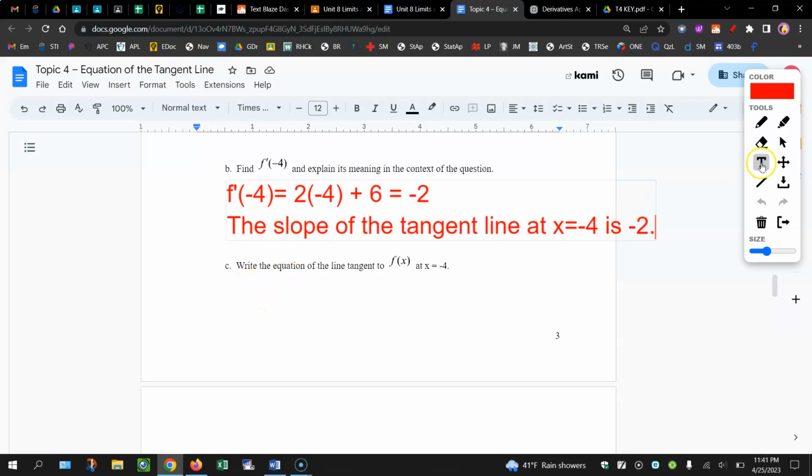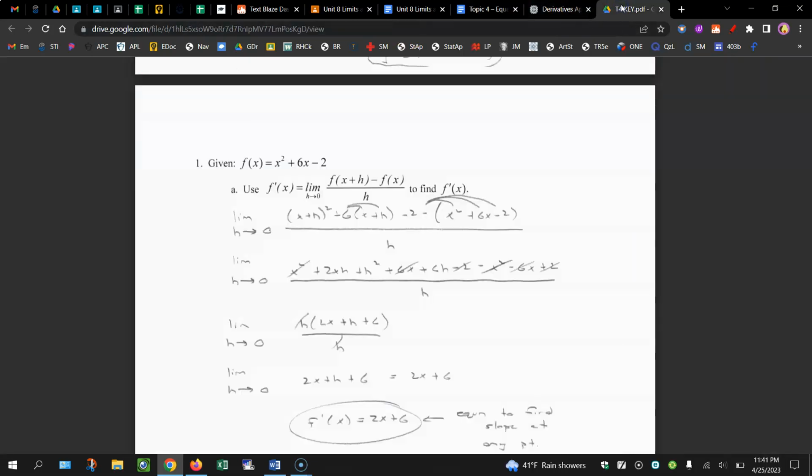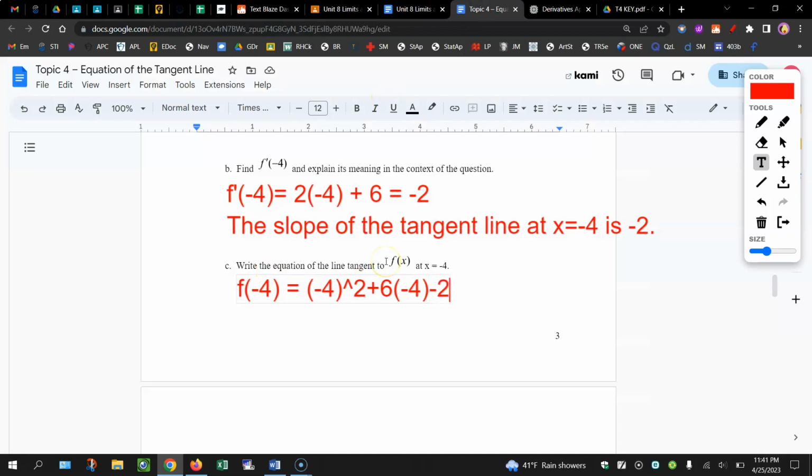And then to write the equation, we need a point and we need the slope. So we know x is negative 4. We have to plug into the original function to find out what y is. So this is going to be negative 4 squared plus 6 times negative 4. I don't remember the constant. Minus 2. So what do we got here? 16 minus 26, negative 10. So now we have the point negative 4, negative 10, and the slope of negative 2.